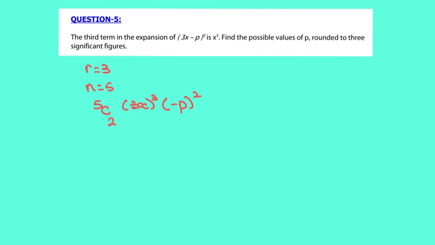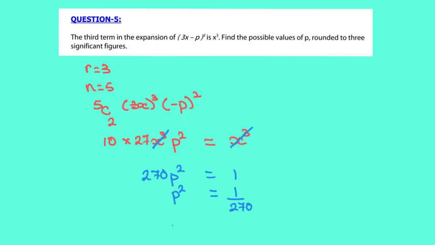5 choose 2 is equal to 10. (3x) cubed is equal to 27x cubed. Minus p squared is equal to p squared. We know that that is equal to x cubed. Because x cubed is on both sides, we can cancel. So we are left with 270 p squared is equal to 1. So p squared is equal to 1 over 270. So p is equal to plus or minus the square root of 1 over 270.